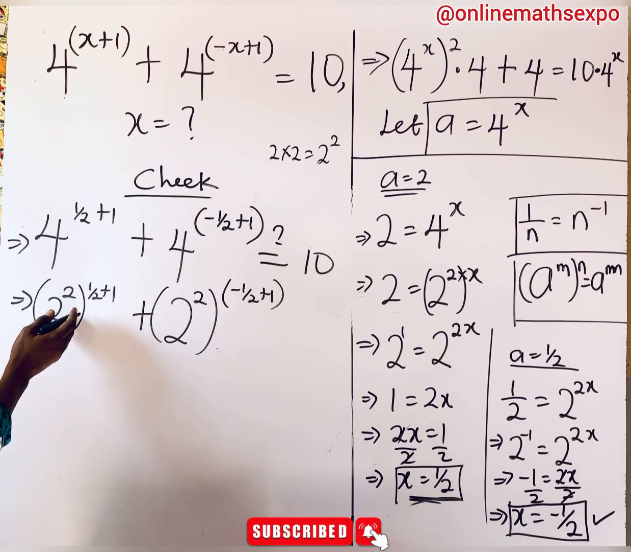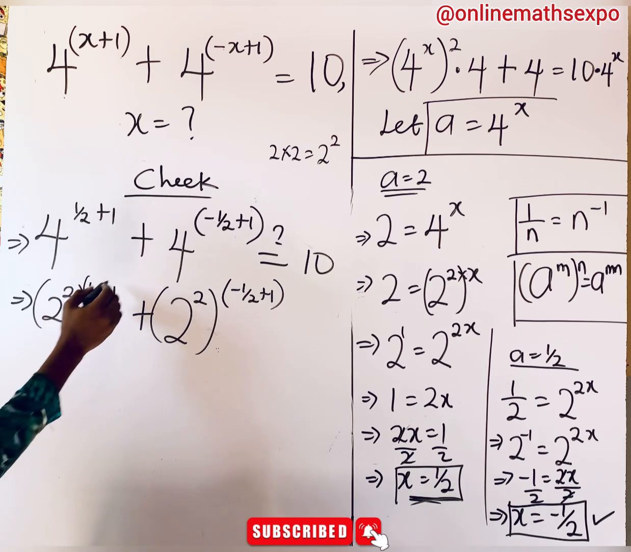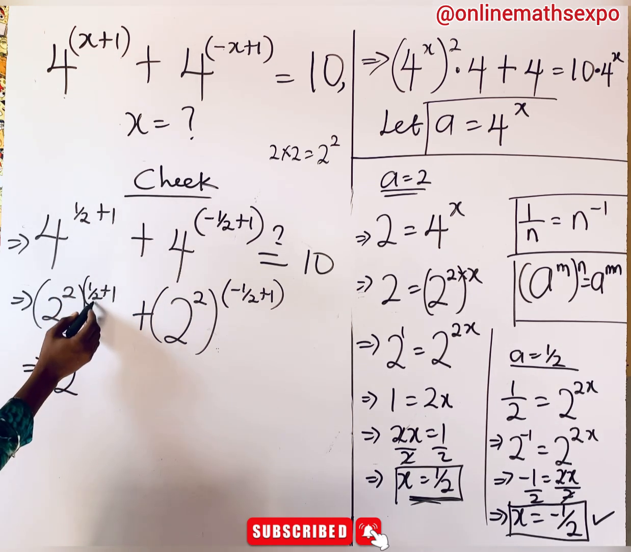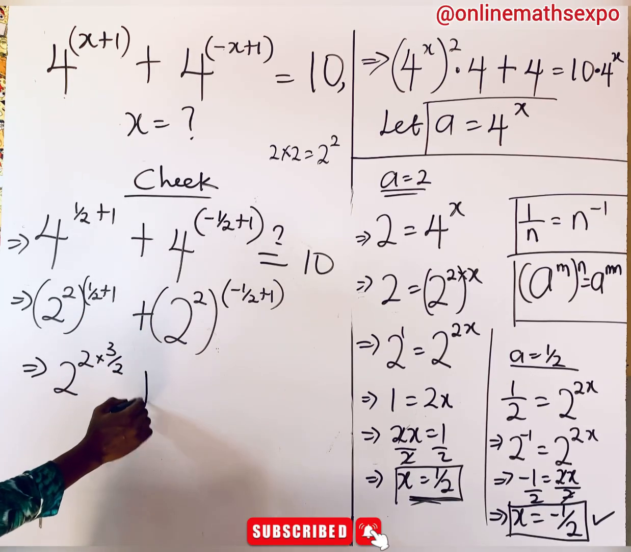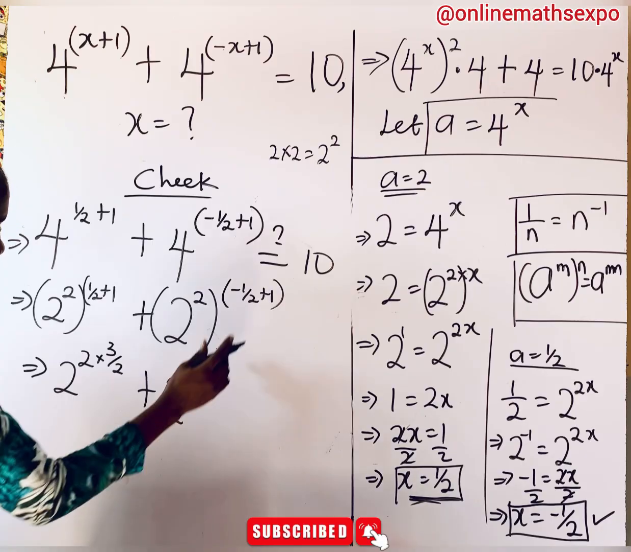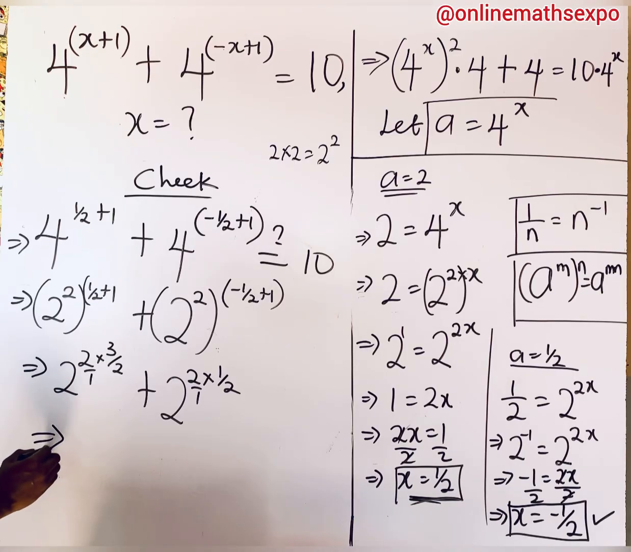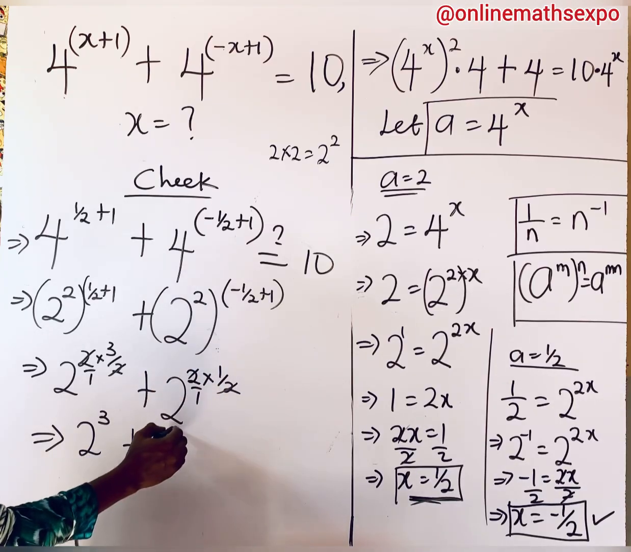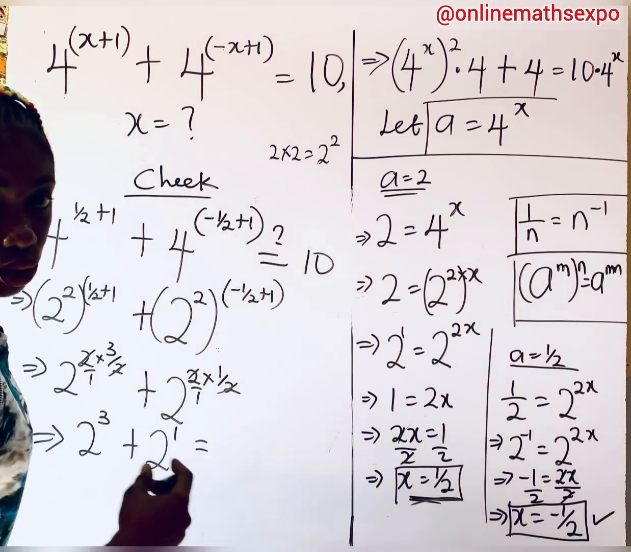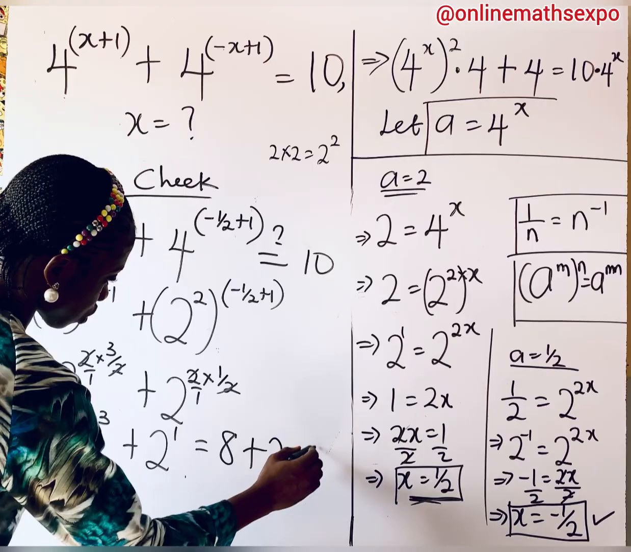So apply this rule which we have already introduced here. You see this rule? Apply it here. So this will now multiply this. So we're having 2 to the power of 2 multiplied by 3 over 2, since half plus 1 is 1.5, which is 3 over 2, plus 2 to the power of, this is 2 multiplied by half, this will give us half, and this is over 1. So we're going to have this will cancel. We have 2 to the power of 3 plus 2 to the power of 1. And 2 to the power of 3 is 2 times 2 times 2, which will give us 8. And 8 plus 2 raised to power 1 is 2, which will give you 10.